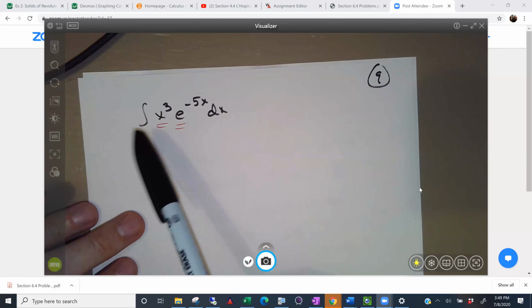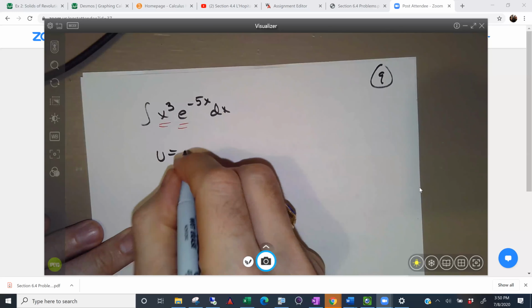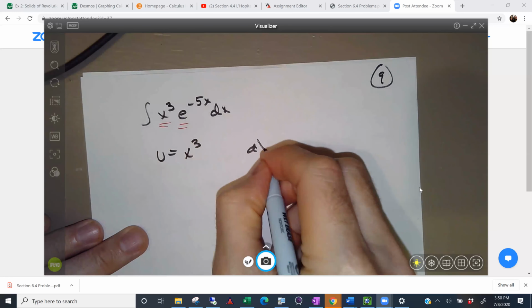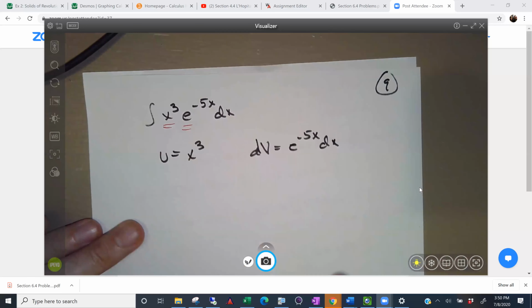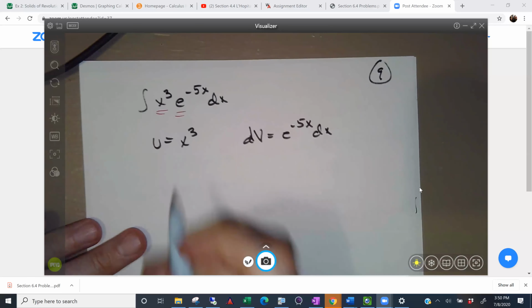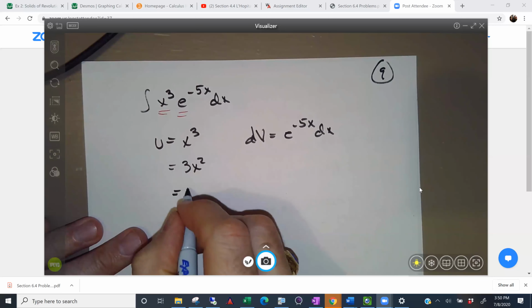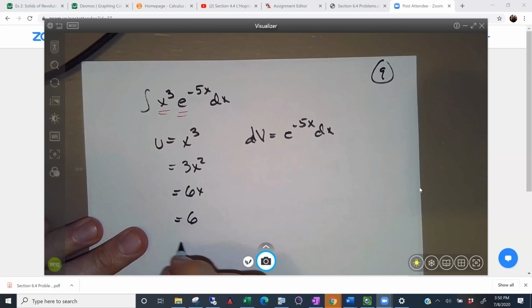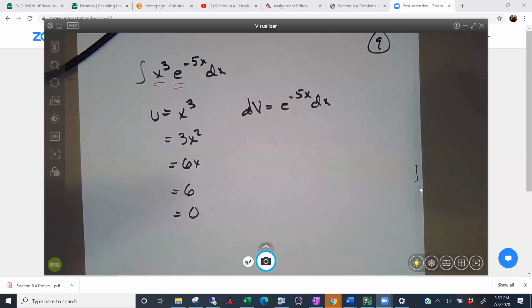So let's see if we can set up a table method for this one. When you set up these table method type problems, you want to let u equal your polynomial term. So we're going to let u equal x cubed. dv is going to be e to the negative 5x dx. So the first thing we're going to do is differentiate these things: 3x squared, 6x, 6, and 0. And the 0 is a nice thing that tells us, okay, we can stop.